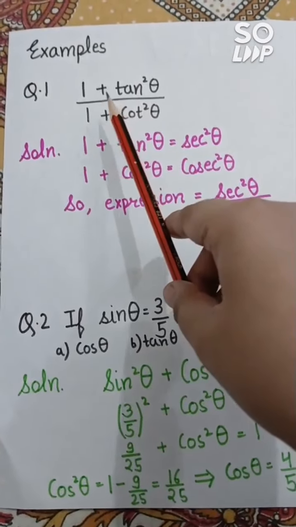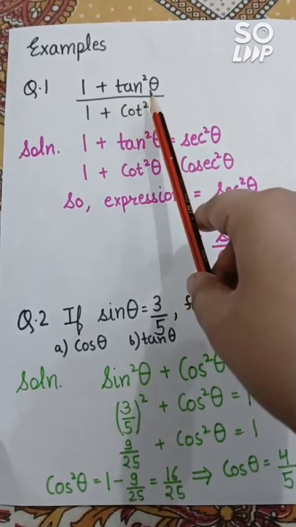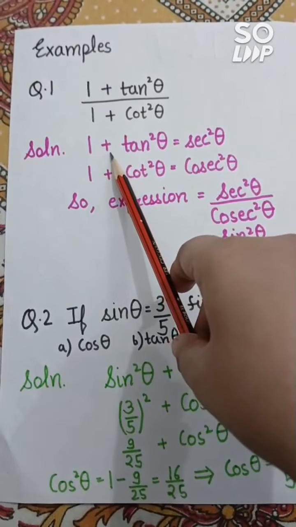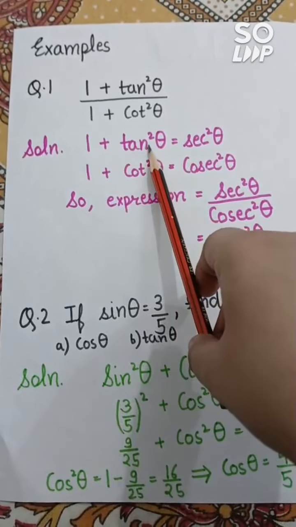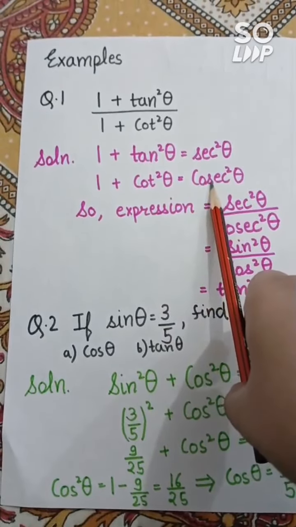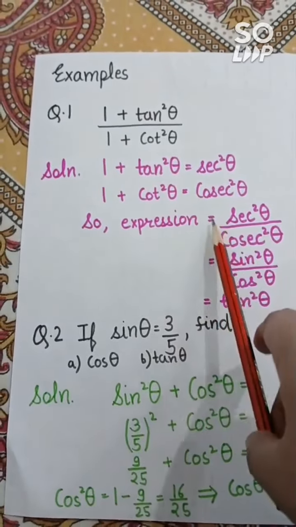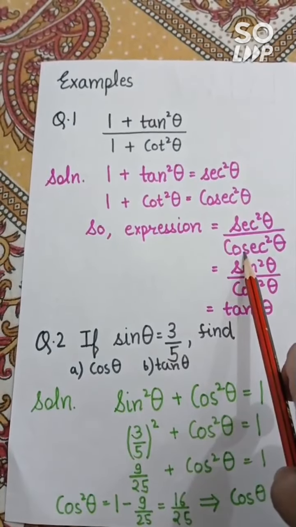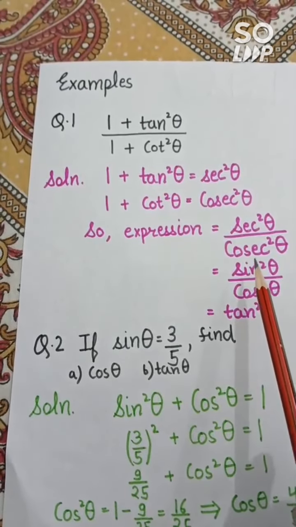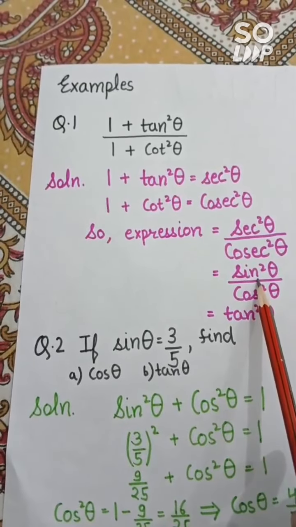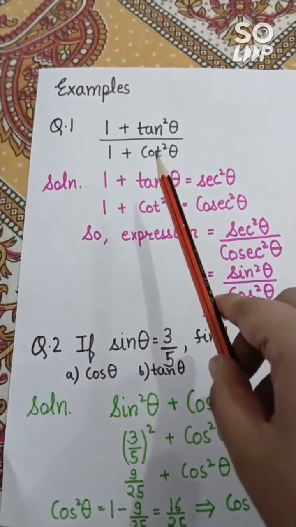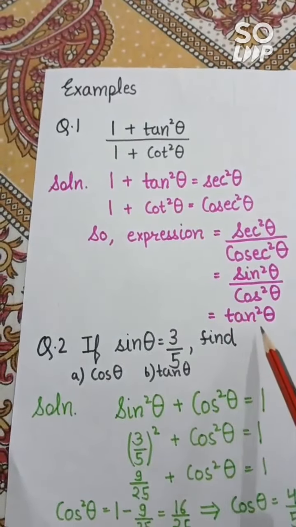First example is, we have to find the value of 1 plus tan square theta upon 1 plus cot square theta. Now from the identities we have read previously, we know 1 plus tan square theta is equal to sec square theta and 1 plus cot square theta is equal to cosec square theta. So this expression will convert into sec square theta upon cosec square theta. Now we know sec square theta is equal to 1 by cos square theta and cosec square theta is equal to 1 by sin square theta. This expression will become tan square theta. So we have simplified this expression to tan square theta.